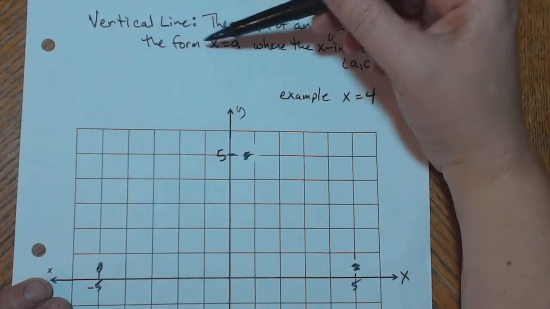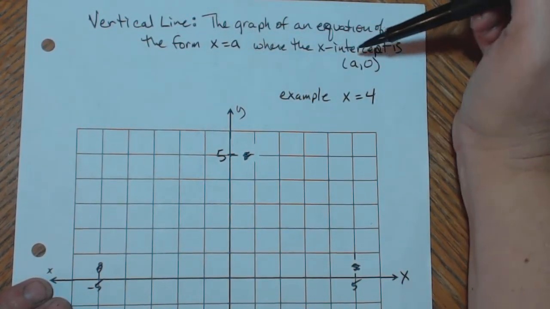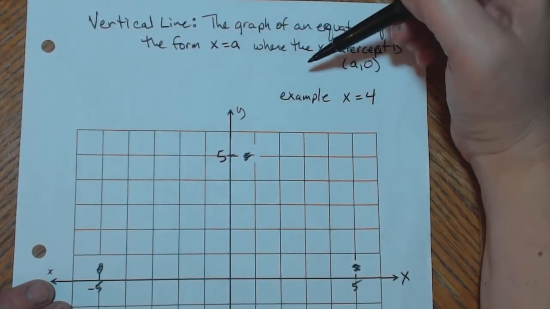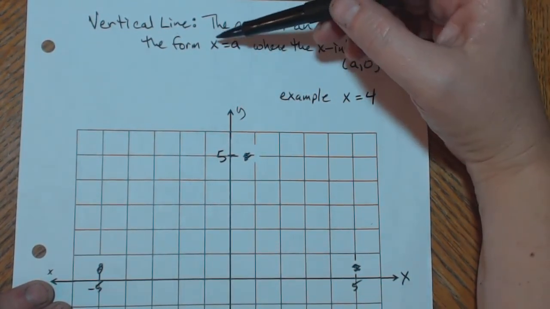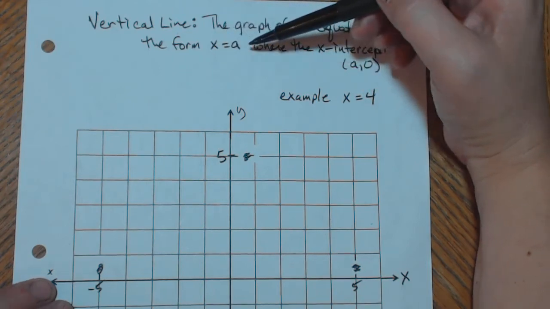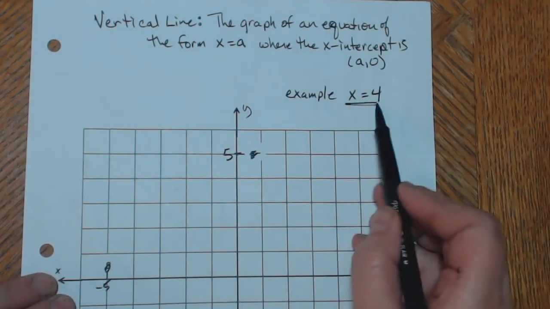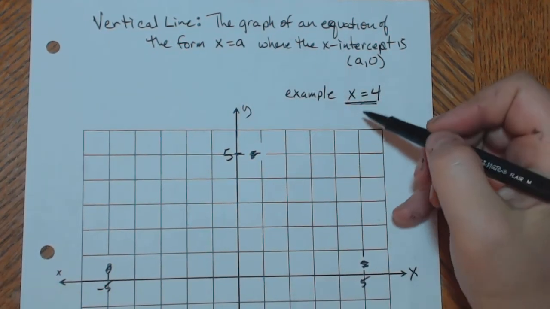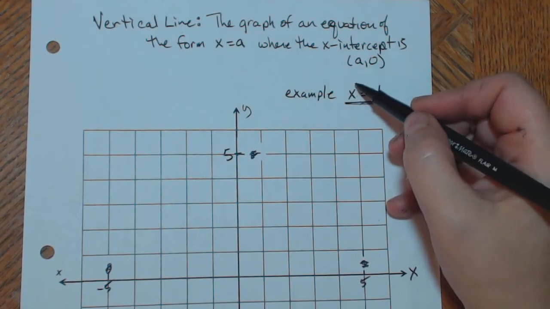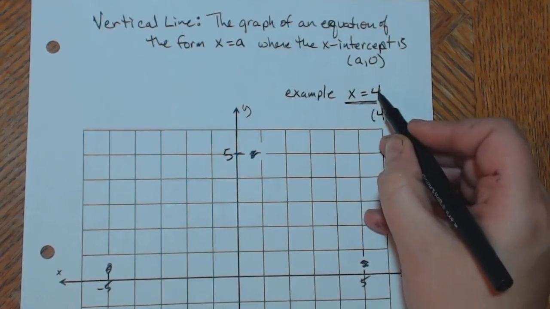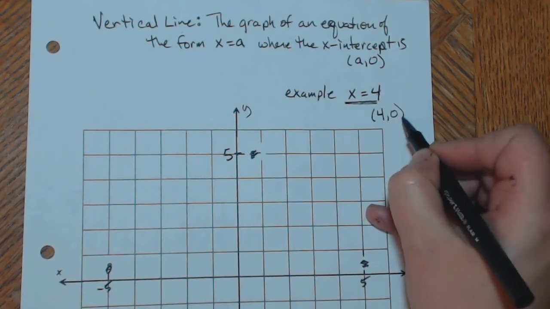Okay, so when I'm looking at this one, a vertical line is the graph of an equation of the form x equals a, where the x-intercept is (a, 0). Okay. So instead of y equals a number, a vertical line has an equation x equals a number. So the example I want to look at is x equals 4. So if I look at what I know about a vertical line, I know its x-intercept is going to be (4, 0).